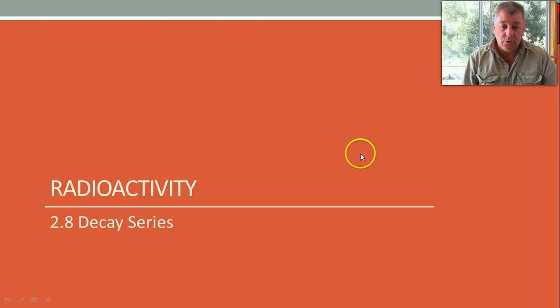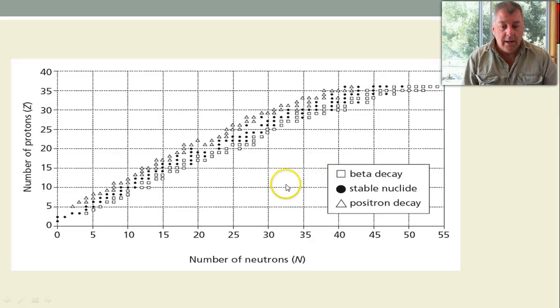This one we're going to talk about decay series. Now, we've seen a version of this figure elsewhere, but not exactly this one. So let's have a look at it before we try and talk about it. Make sure that we know where we are in this graph.